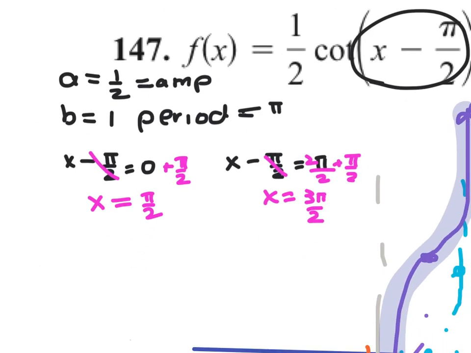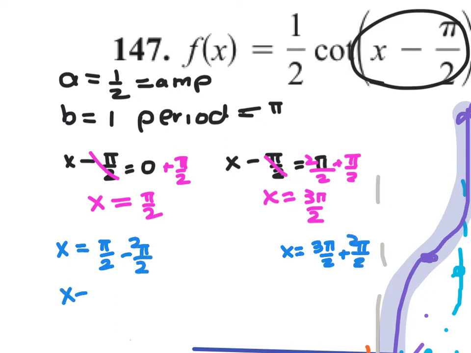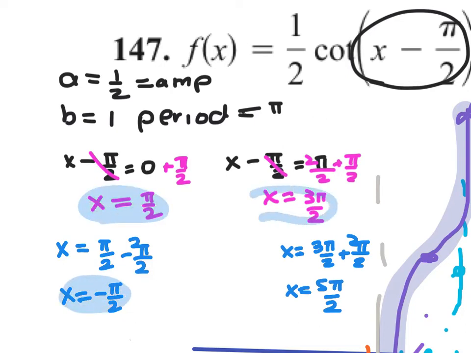And then from the one on the left, you're going to subtract the period. And from the one on the right, you're going to add the period. So pi over 2 minus pi, 3 pi over 2 plus pi, 2 pi over 2, 2 pi over 2. This is x equals negative pi over 2, and x equals 5 pi over 2. So moving from left to right, that's the first asymptote, second, third, and this is the fourth one.